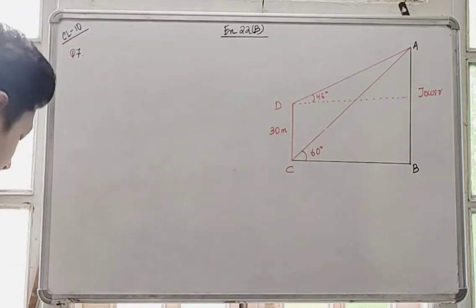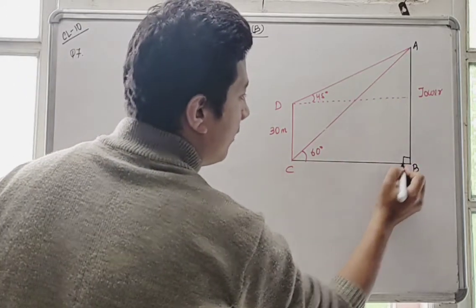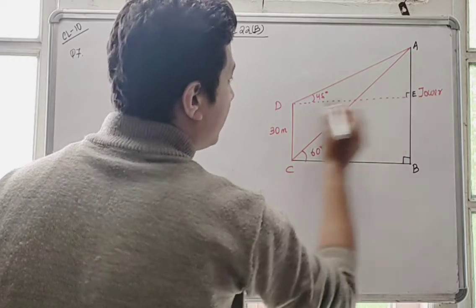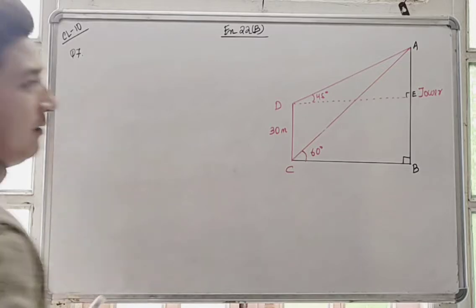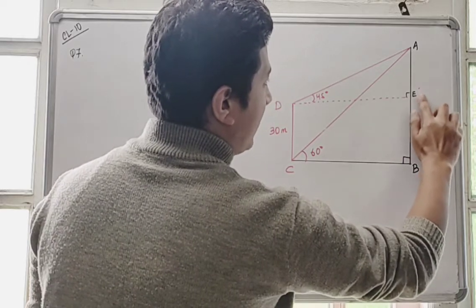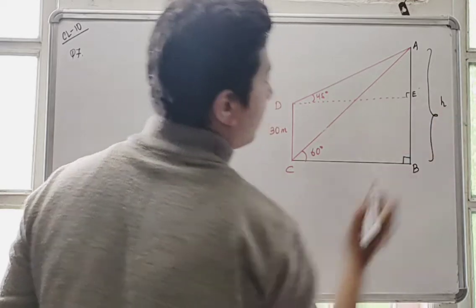So therefore here we are getting two right angle triangles. One is ABC and the other one is, let's give this point as E and this as D, AED. The question is asking us, find the height of the tower. Let's say the height of the tower be H. We need to find the height of this tower.